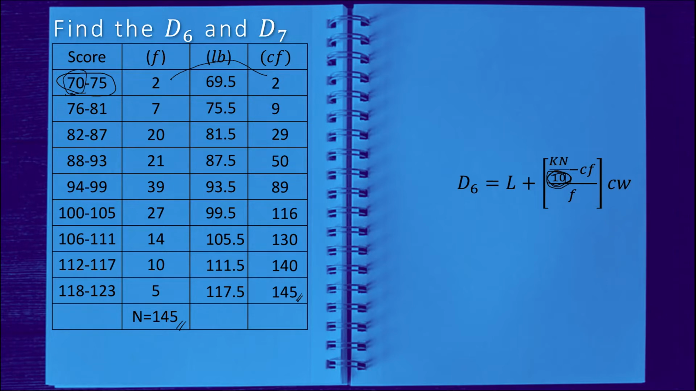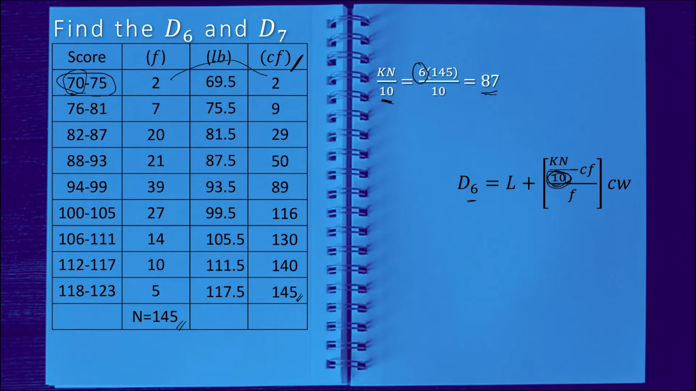Ulit, bakit po ulit naging 6 yung ating K? Dahil po yun dito. D sub 6 or the 6th decile. Then, kaya siya naging 10 because decile po ang ating hinahanap. Ayan po. Yan po yung pinagkaiba nila. Now, we're going to multiply 6 times 145 divided by 10 is equal to 87. And now, we're going to locate 87 in the cumulative frequency.